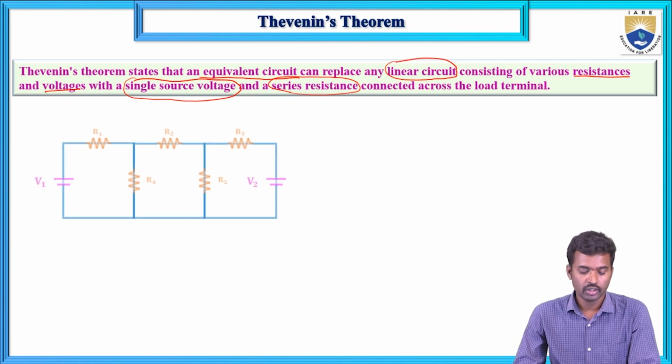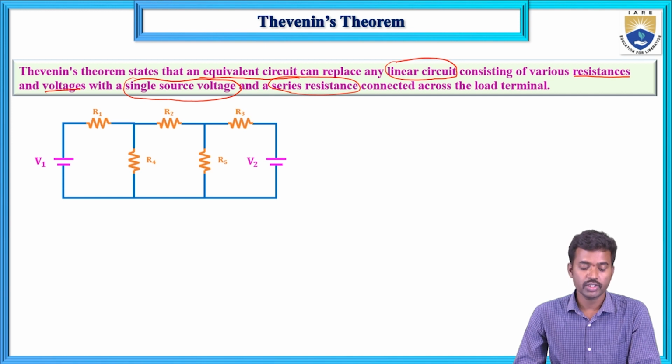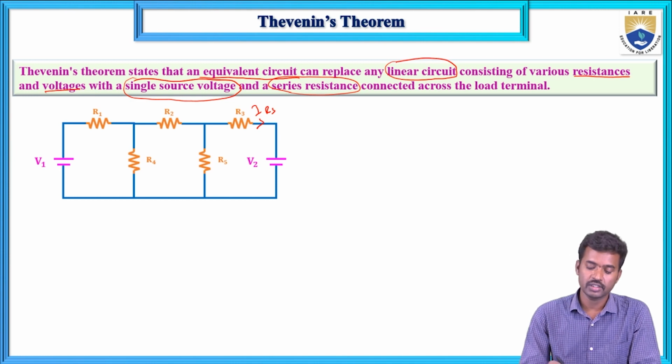Now, suppose this is one network. In this network, R1, R2, R3, R4 and R5 are resistors and V1, V2 are voltage sources. If I want to calculate the current flowing through the R3 resistor, IR3, then this R3 resistor is the load resistor, RL. RL means where you want to find the current.